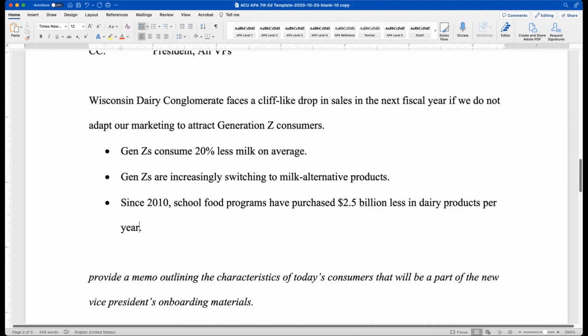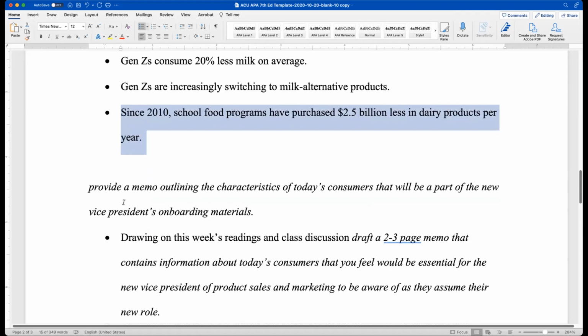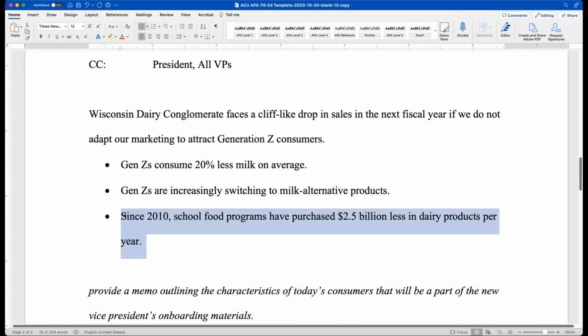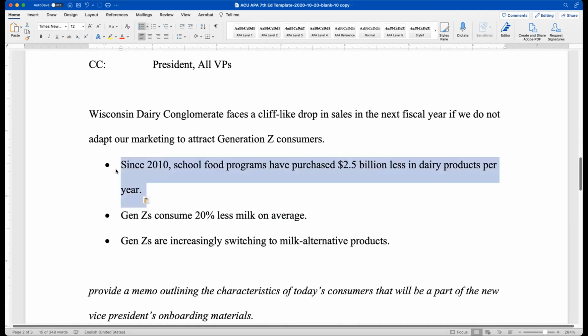Now, in this case, because I'm not actually looking up the sources, I am making this up. I know it's been a significant drop, but I don't remember. You should, of course, do your own research and include citations here. But if I'm looking at these and I see 20% less milk on average, switching, I say, oh, wait, this is the big one. We're talking about revenue. This is the VP of marketing and sales. Yeah, we should start with this one. This is the one that grabs them in their job.